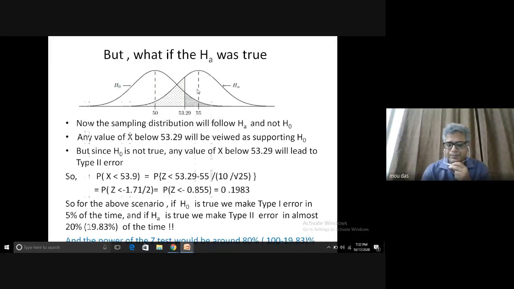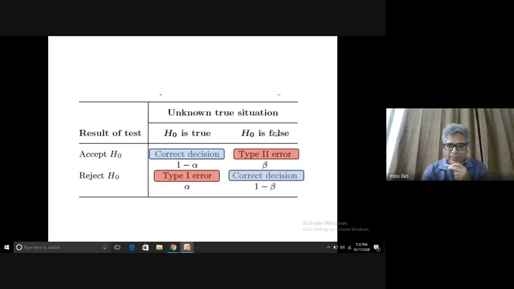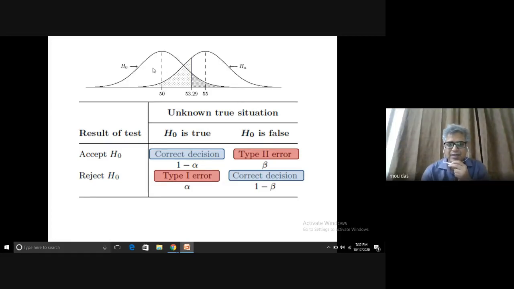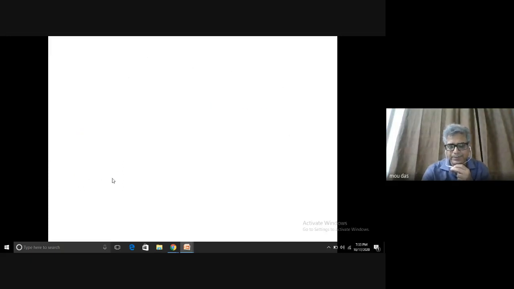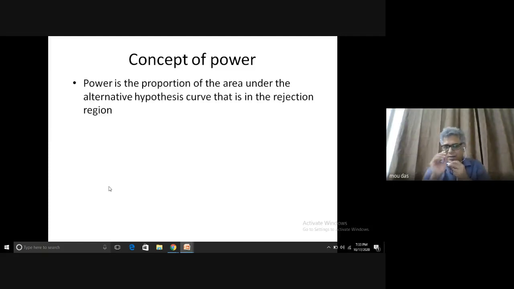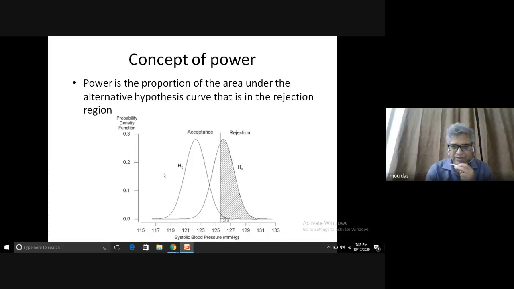So this concept has to be clear. So again, if H0 is true, anything within this line is a correct decision. If HA is true, anything beyond this line is a correct decision. If H0 is false and a value is here, we accept H0, we make a type 2 error. If H0 is true, anything false here and we reject it, we make a type 1 error. So there comes the concept of power. Power is nothing but the proportion of area under the alternative hypothesis curve that is in the rejection region. So it is the region in the rejection area, but when the alternative hypothesis is the truth.